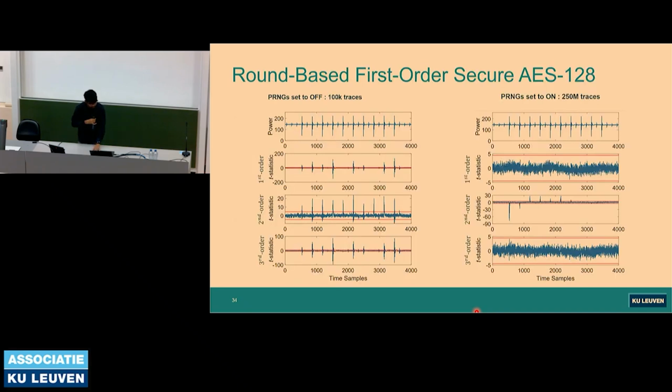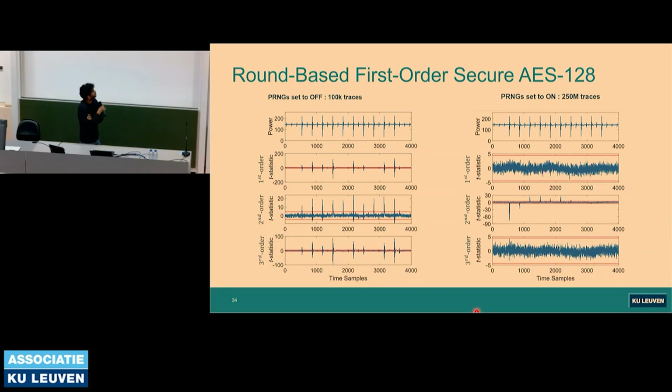So these are some univariate t-test results for first order secure AES-128. The left figure is with PRNGs set to off, so there is no randomness in the circuit, and the initial inputs that I provide are unmasked, so they are not split into 2 shares. The top row is the power consumption that you see on the oscilloscope. And then the next 3 are the first order, second order, and third order univariate t-test results.